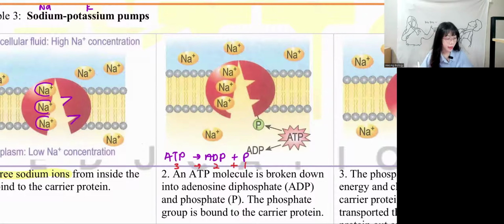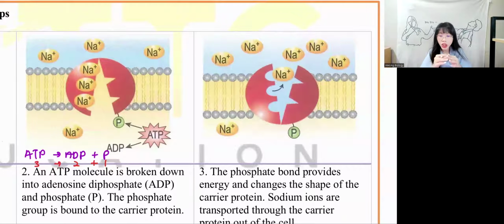So that's why we have to remember that all active transport requires energy in the form of ATP. Then after that, since we have energy, I can open up the carrier protein. It changes the shape of the carrier protein to allow the sodium ion to be transported out.